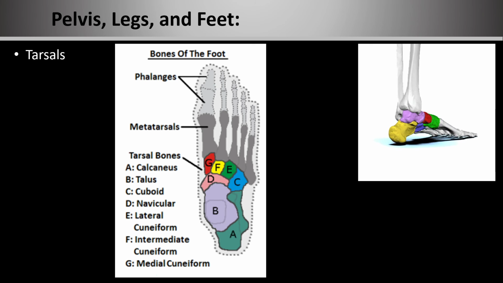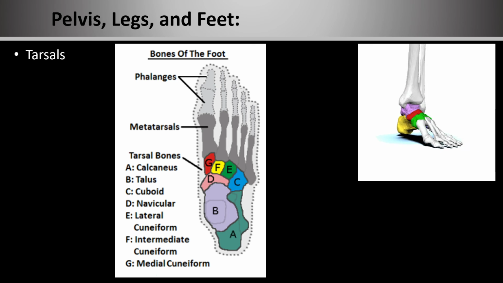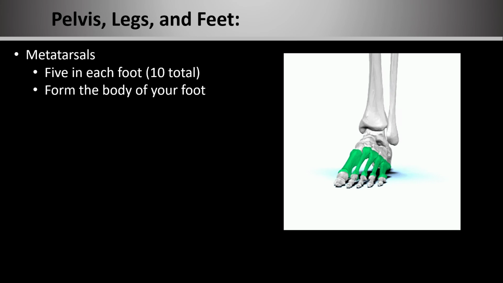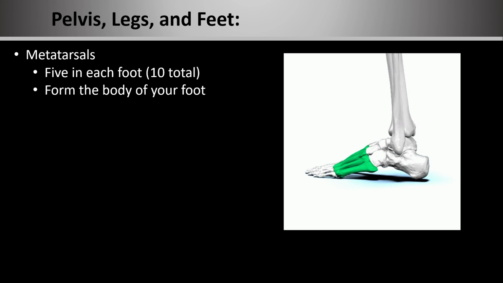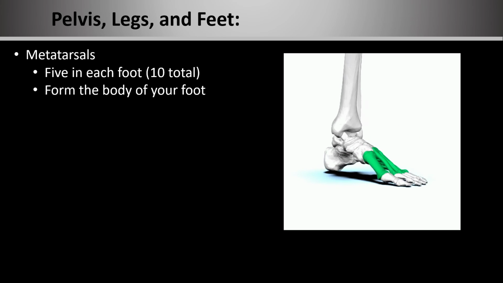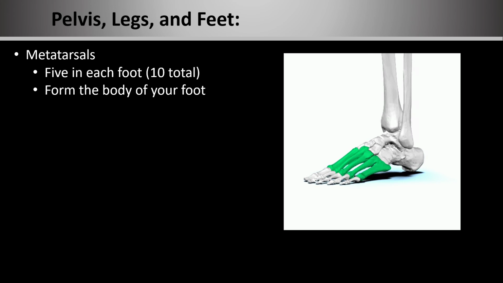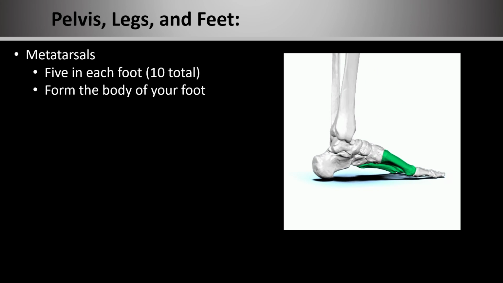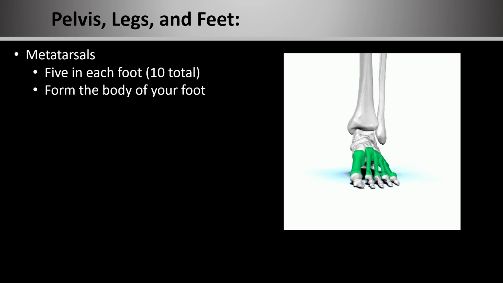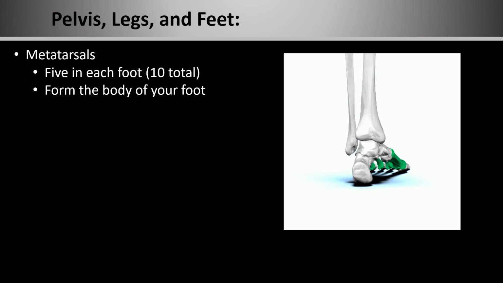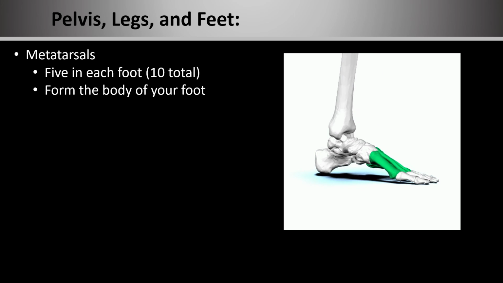Now next, if we're extending further away from the body, we have our metatarsals. We have 5 metatarsals in each foot, and they're paired, so you have 10 metatarsals in total. Proximally, they articulate with the tarsals. Distally, they articulate with the first row of phalanges, the first row of your toes. Your metatarsals are just like your metacarpals. They are miniature long bones. They form the body of your foot.